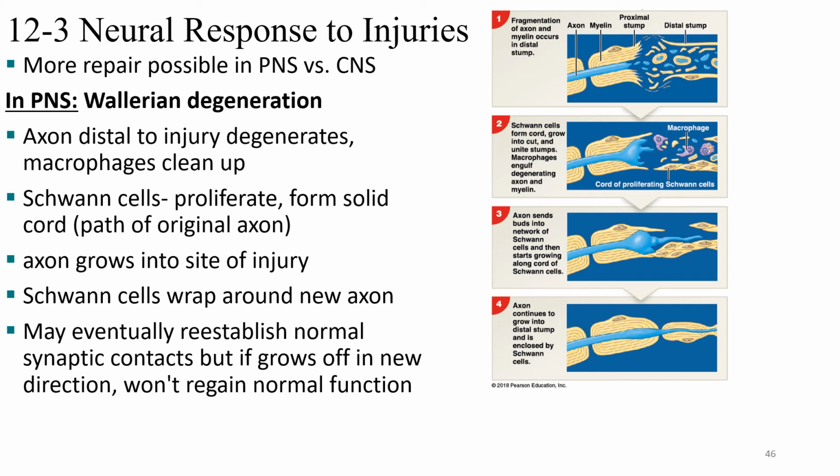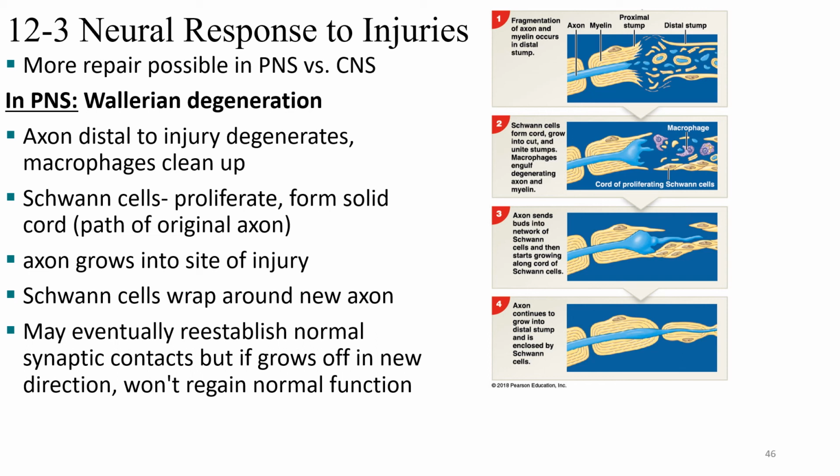Just another quick note about how our neurons respond to injuries. We have more repair possible in the peripheral nervous system than the central nervous system. In the peripheral nervous system, if we have an injury, we undergo something called Wallerian degeneration. So if a peripheral nerve is damaged, cut, or crushed, the axon that's distal to that injury is going to degenerate, and macrophages, remember those are our big eater cells, are going to come and clean up the debris.